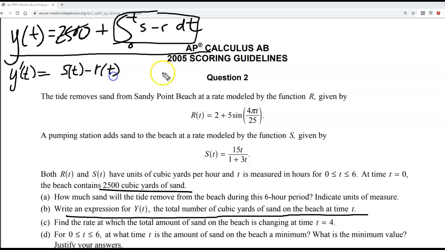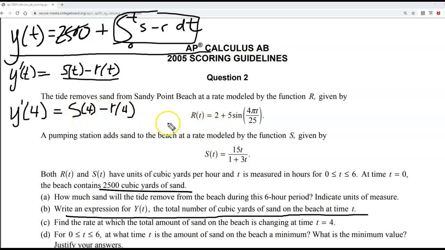And that's what I called earlier, I just called that t of x, remember. It just tells you the total rate at which the amount of sand on the beach is changing at any given time. So on your calculators then, they want to know what is the rate of change of the total amount of sand on the beach at t equals 4. So basically you're just going to plug in 4 to s and r and subtract those values. And once again, you would just type those functions into your calculator and do it on your own.